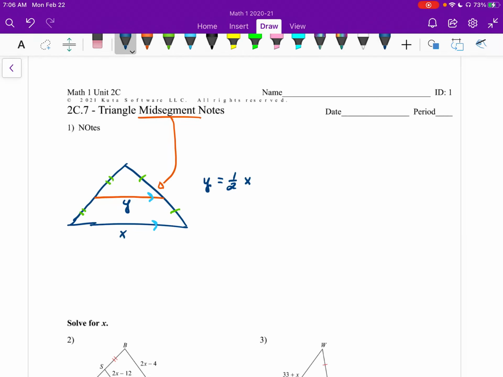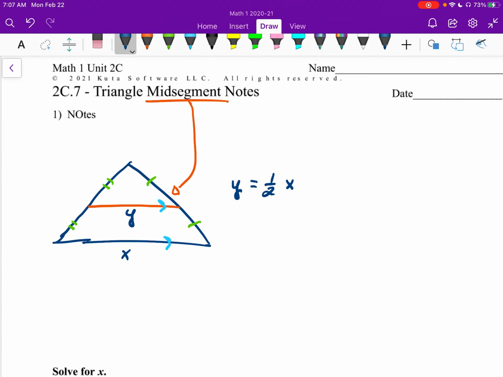All right, 2C.7 triangle midsegments. So we already talked about a trapezoid midsegment in one of the other lessons that we've done, but triangle midsegments. So if we have a triangle, the midsegment is this orange line here, right? This orange line right in the middle.